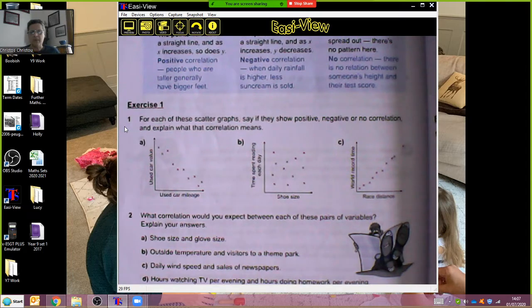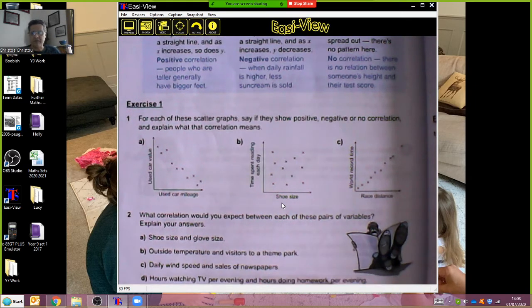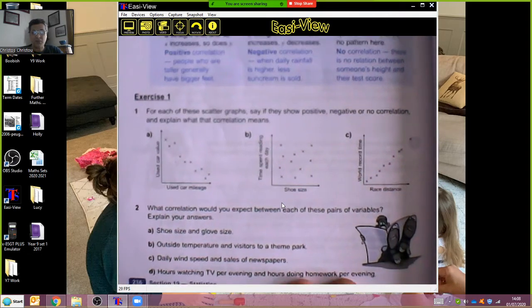Also, I need you to copy out that diagram, and that diagram, because if you begin to write about something without a picture, it makes no sense whatsoever.